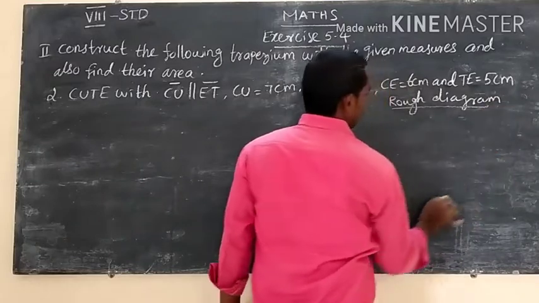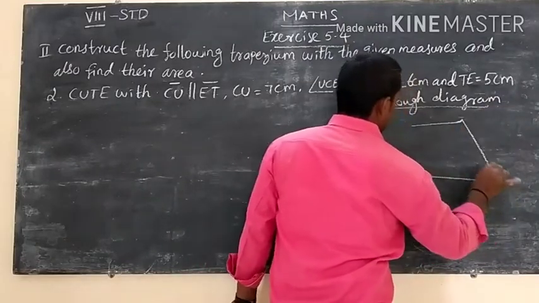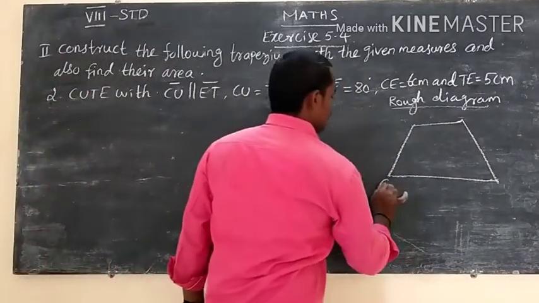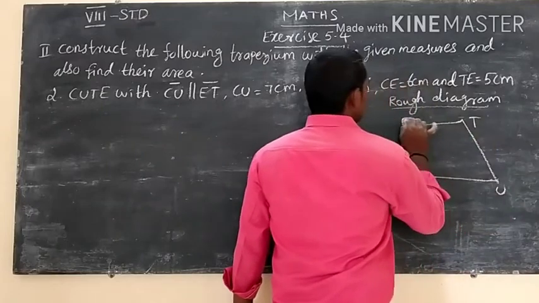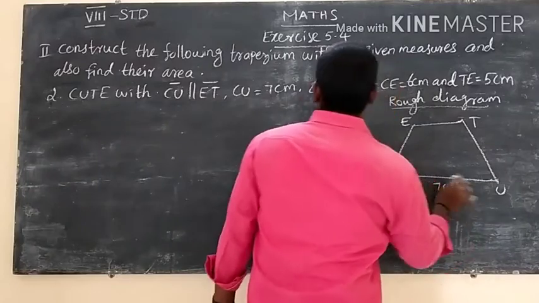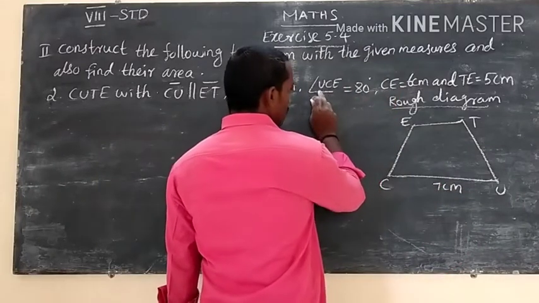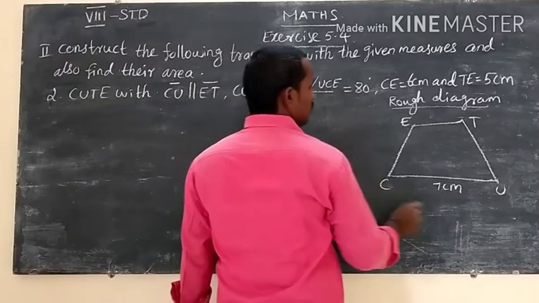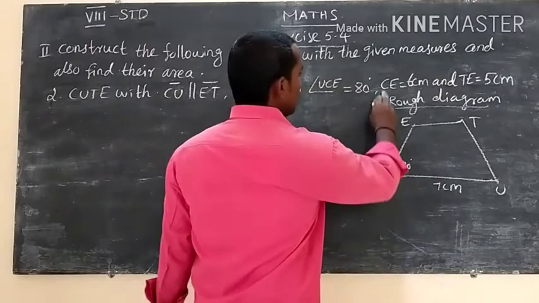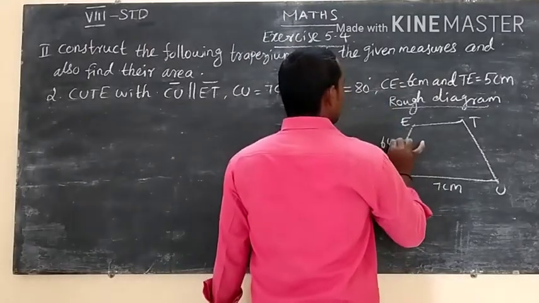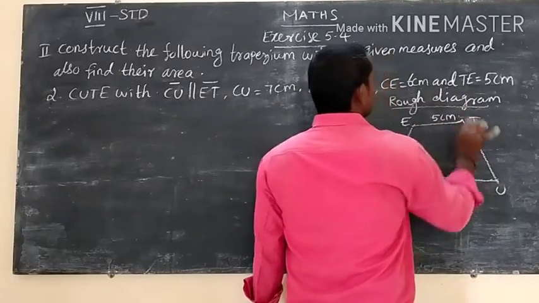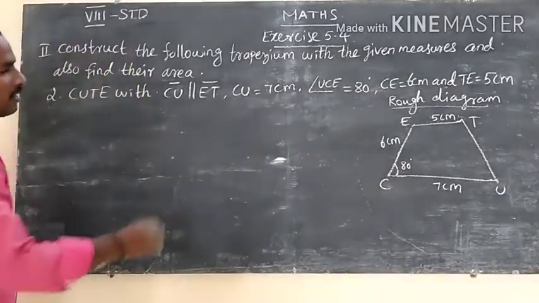The rough diagram. So namely CUTE. And also mark the given measures. CU is equal to 7 centimeter and angle UCE is 80 degree. Then CE is equal to 6 centimeter and ET is equal to 5 centimeter. Okay, this is a rough diagram.